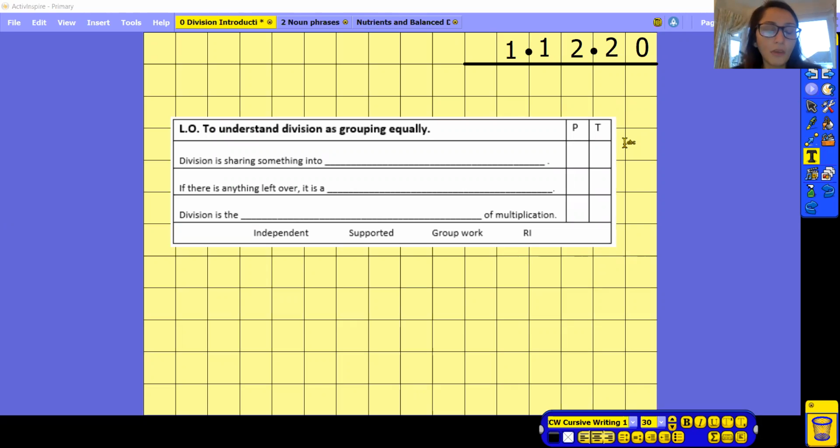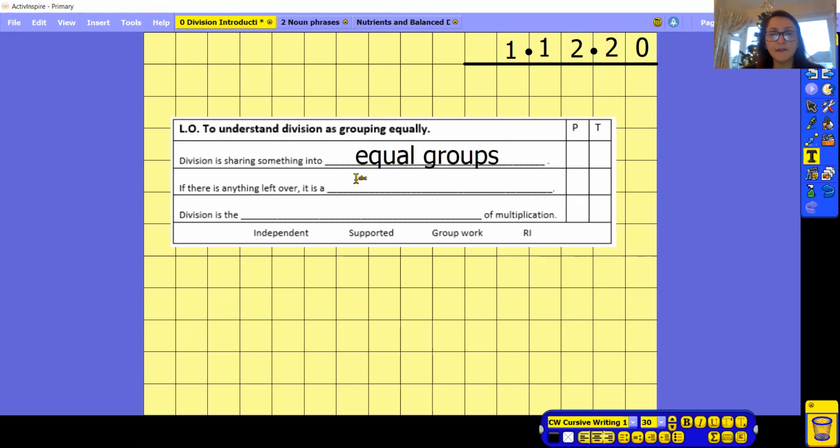So our learning objective is to understand division as grouping equally. So our success criteria. Division is sharing something into blank. So have a think about what division is. Have a quick think. Well done if you said division is sharing something into equal groups. It's sharing an amount into equal groups. Okay, very important for later on.